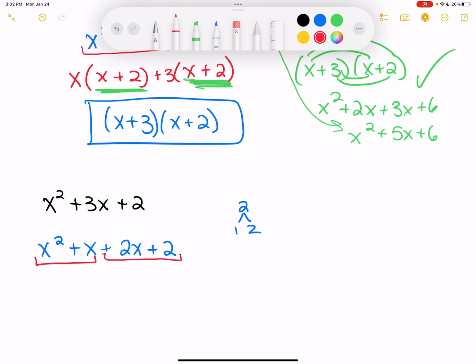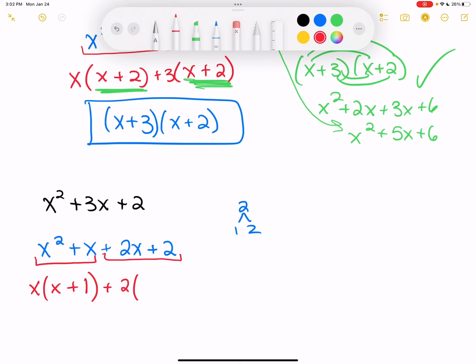So I'm grouping the first 2 and the last 2. So out of the first 2, what can I pull out? Okay, I can take out an x. So what does that leave me with? Plus what? X divided by x is what? 1. Okay. Plus, what can I take out of the second part? 2. And what does that leave me with? 2 divided by 2 is what?